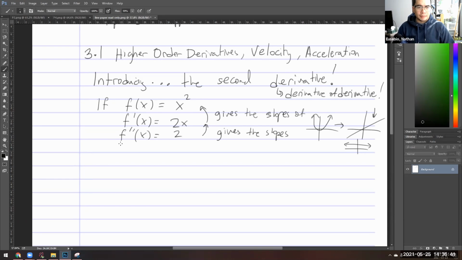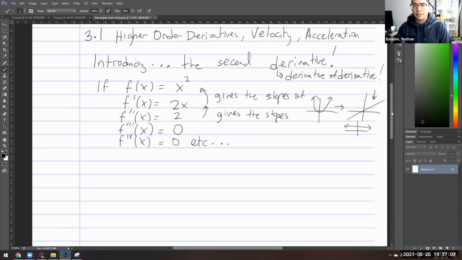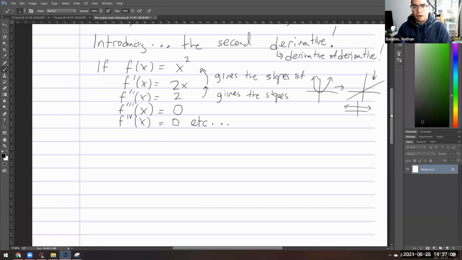You can take as many derivatives as you want, right? Like I can do a third derivative. Derivative of 2 is just 0. And then any derivative from then on, you can just add as many ticks as you want. You start using Roman numerals. So you can do f Roman numeral 4, but that's still 0, etc.